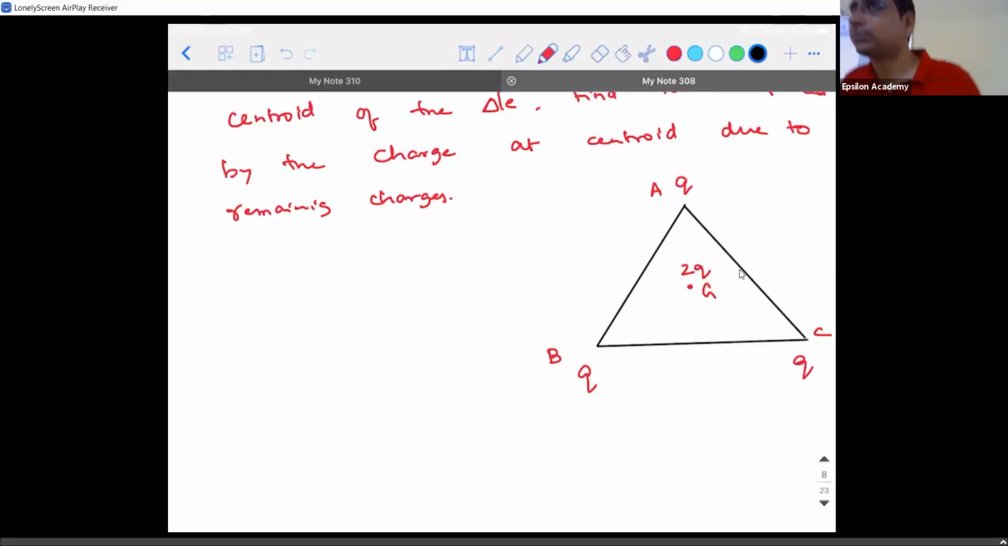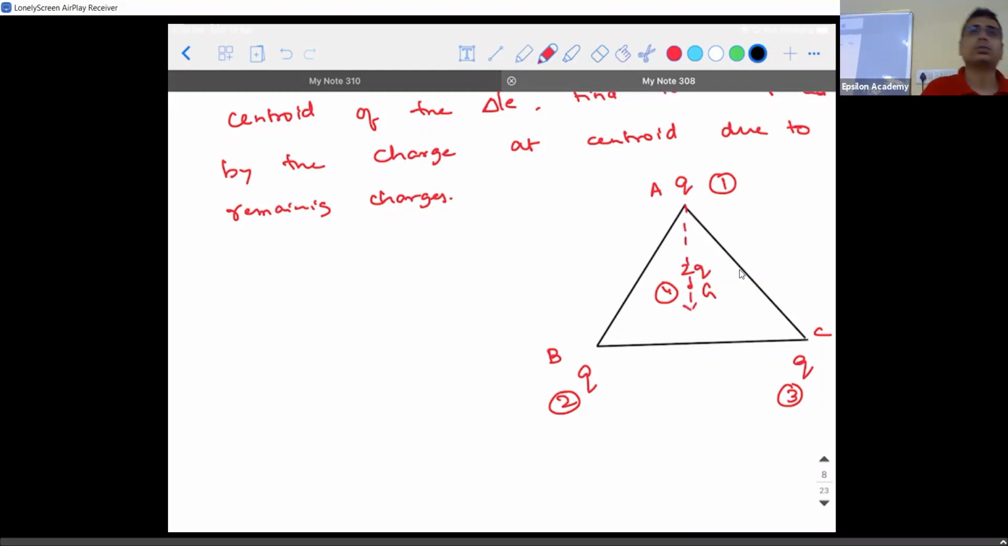How do we solve? First, find the directions. How do we do it? So I will number them. Second charge and the third charge. I'll call the centroid charge the fourth. The fourth charge will experience the force due to the first one in which direction? In the downward direction, along the line joining both the charges.